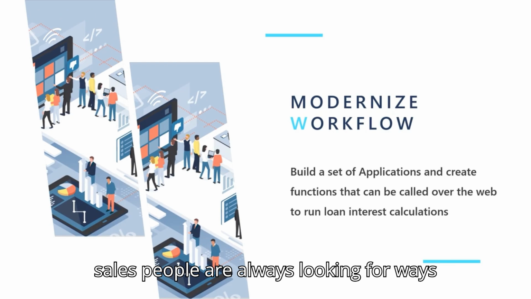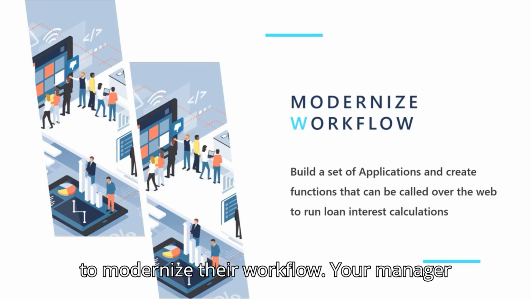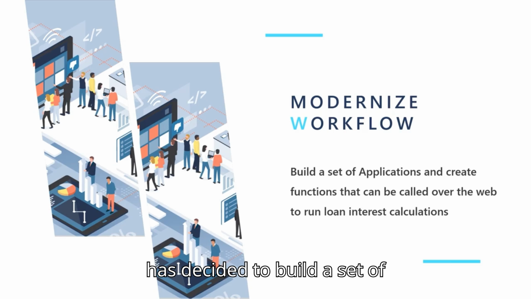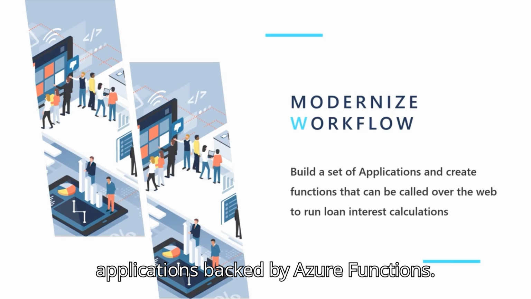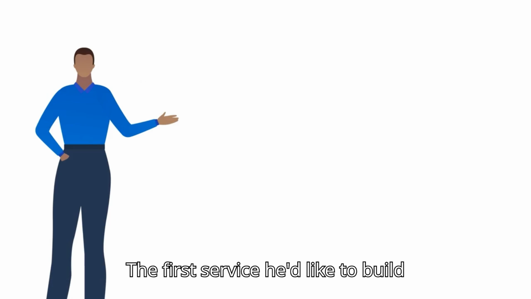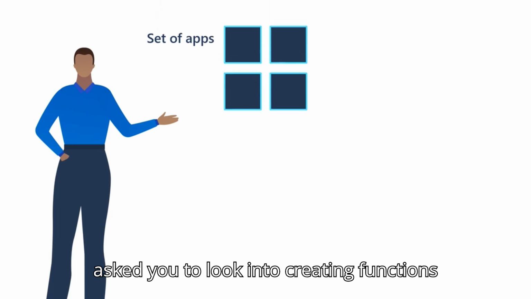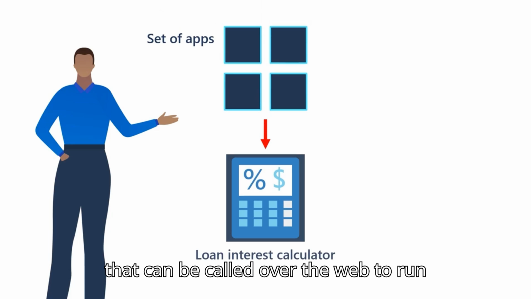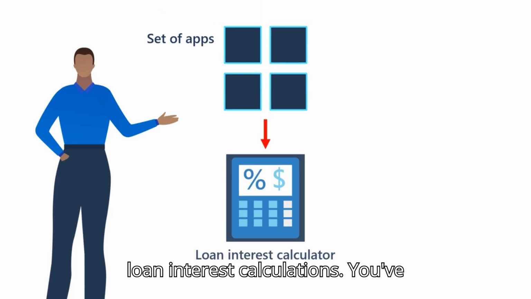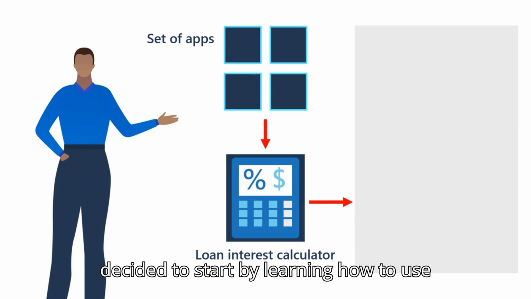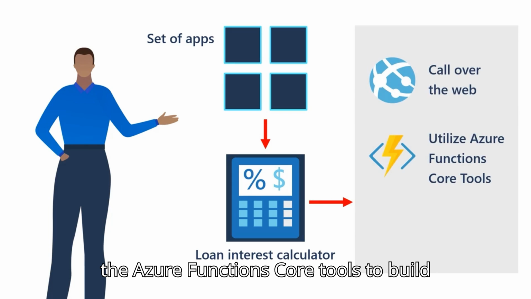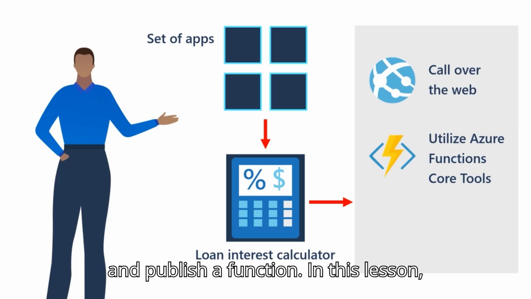The salespeople are always looking for ways to modernize their workflow. Your manager has decided to build a set of applications backed by Azure Functions. The first service he'd like to build involves loan interest calculations. He's asked you to look into creating functions that can be called over the web to run loan interest calculations. You've decided to start by learning how to use the Azure Functions core tools to build and publish a function.